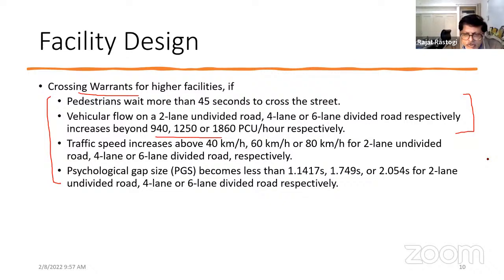And if the speeds are more than 40, 60, or 80 kilometers per hour, respectively, for the three categories of roads, then you have to go for higher crossing facilities. Or there is one terminology which has been brought in, the psychological gap size. This psychological gap size is talked about in seconds, again for different classes of facilities. And it says that if the distance between the vehicle and the location where the pedestrian is belongs to this many seconds at a particular speed, then you are going to have a more comfortable condition. So these are the things which are getting embedded.